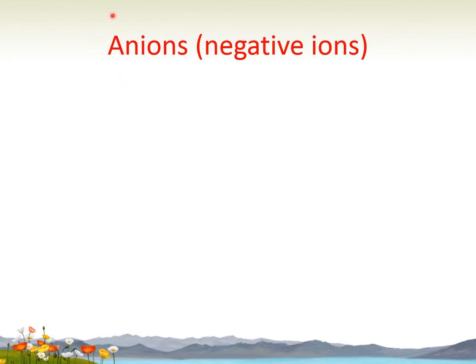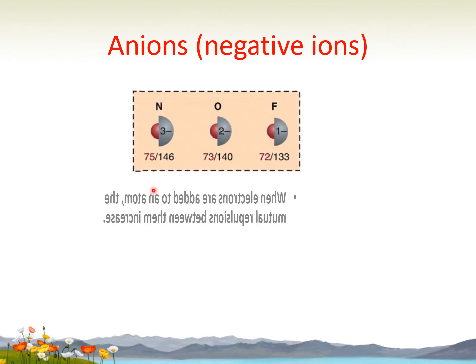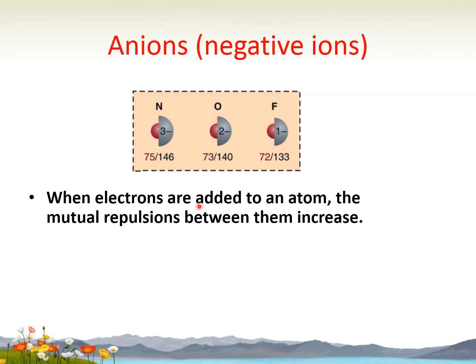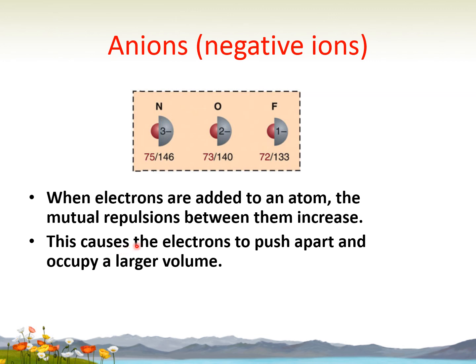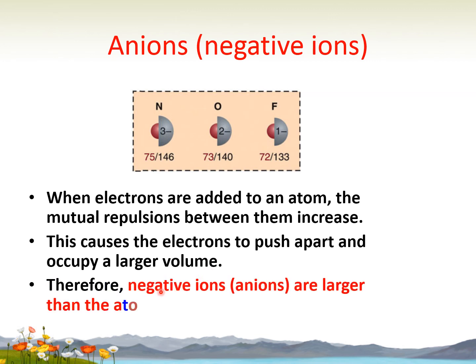How about anions? Why are they bigger than the atoms that they are formed from? When electrons are added to an atom, the mutual repulsions between them increase. Yes, because electrons carry negative charge. This causes the electrons to push apart and occupy a larger volume, making the anions larger than the atoms from which they are formed.